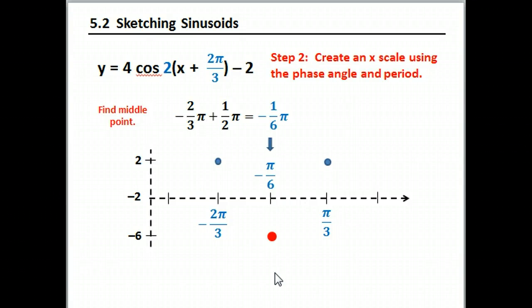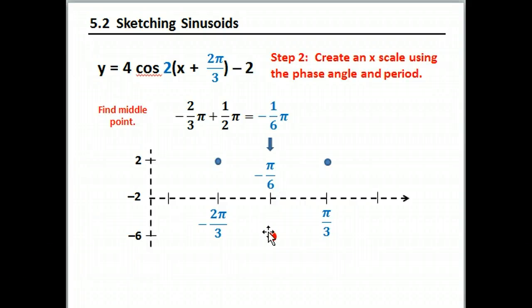Now we have to find our middle period, or our middle point. And that's a little bit harder because we're going to have to add half again of our period. In this case, our period is pi, so we're going to add half of a pi. So I have negative 2/3 pi plus a half of a pi. We have to give them a common denominator of 6, and when we do that, we'll end up with negative 1/6 pi, which we will call negative pi over 6.